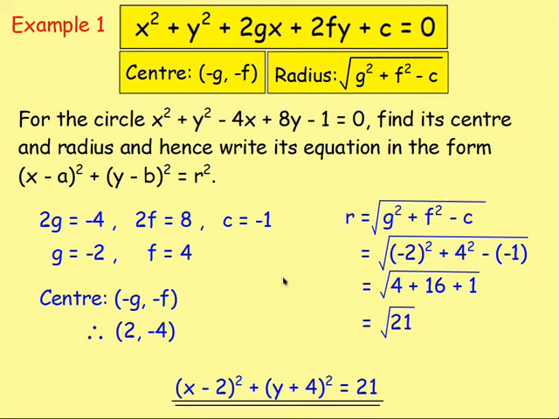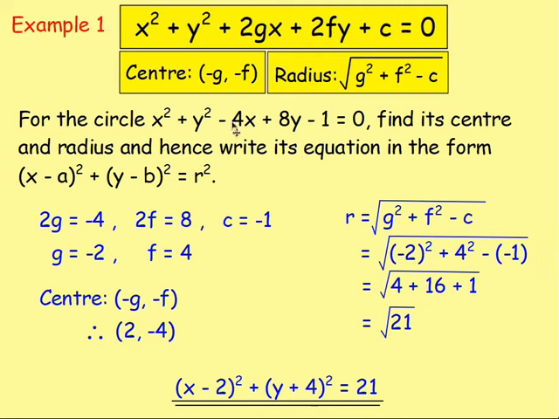We went on to some examples. So this one you had to write down the centre and the radius. If you are given this equation, remember you can write down 2g and 2f and c. 2g is the coefficient of x, so you've got -4. 2f is the coefficient of y, which is 8, and c is the number that's on its own, it's -1 in this case. Half 2g and half 2f gives you -2 and 4, and from there the centre was just (-g, -f). So it's 2 and -4, and that gives you the centre.